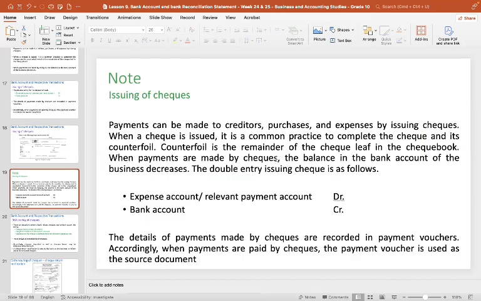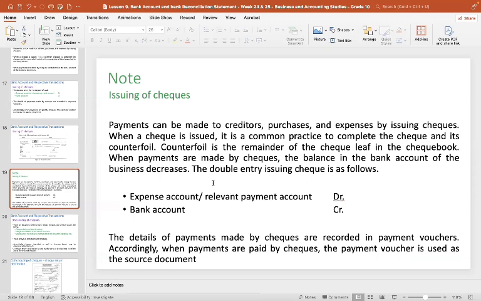When payments are made by checks, the balance in the bank account of the business decreases. Okay, the double entry for issuing checks is as follows. Expense account or relevant payment account debit because it's an expense account, and bank account credit because it's an asset account and asset balance is going down. Because of that, we are crediting it.